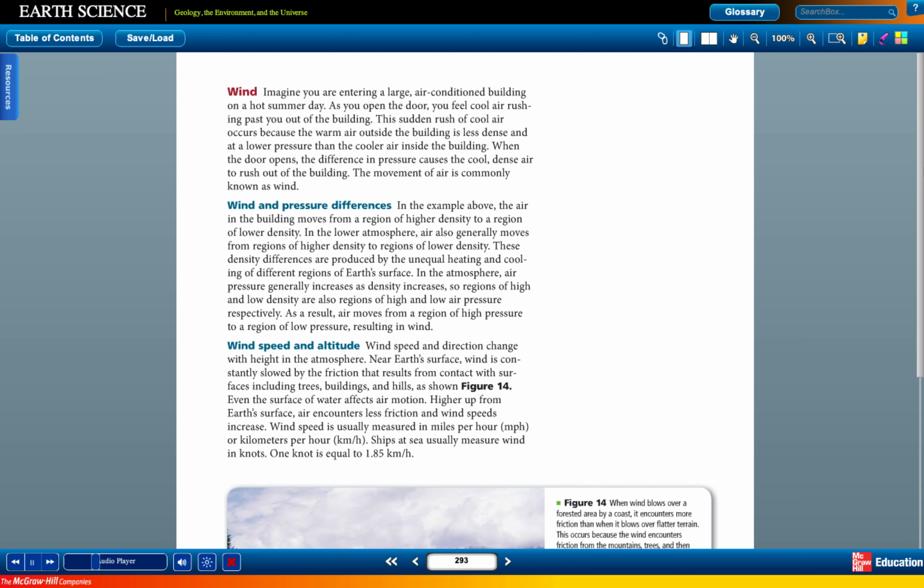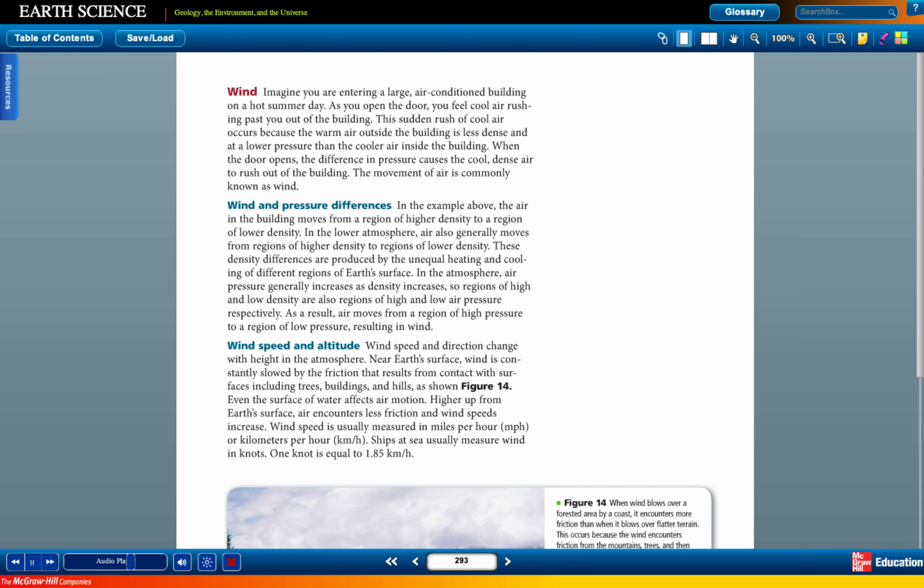Wind and pressure differences. In the example above, the air in the building moves from a region of higher density to a region of lower density. In the lower atmosphere, air also generally moves from regions of higher density to regions of lower density. These density differences are produced by the unequal heating and cooling of different regions of Earth's surface. In the atmosphere, air pressure generally increases as density increases, so regions of high and low density are also regions of high and low air pressure, respectively. As a result, air moves from a region of high pressure to a region of low pressure.